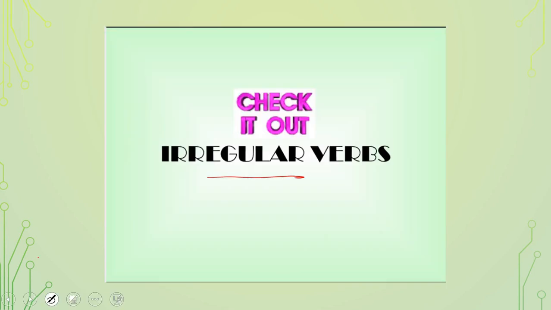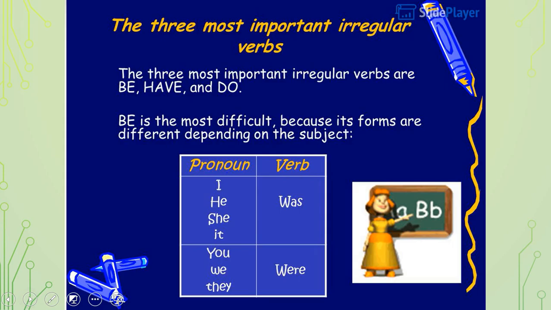Some irregular verbs we'll check out now. The three most important irregular verbs are be, have, and do. These are very important. Be is the most difficult because its forms are different depending on the subject. The be has many other forms also. The form which we will use will depend on the subject of the sentence. Who is the subject and who is the object?